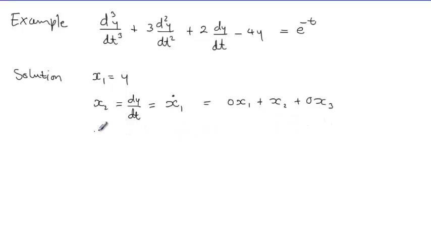Now, x3 will be equal to our second order derivative with respect to t, which is actually going to be our x2 prime, and as you can see is x3, which means you get 0 x1 plus 0 x2 plus x3.